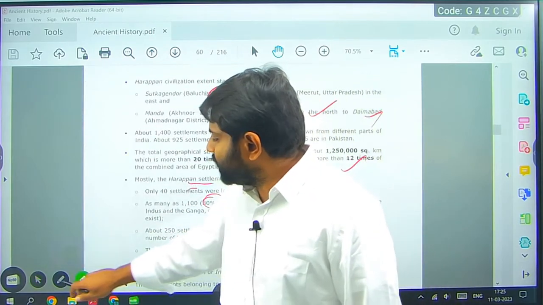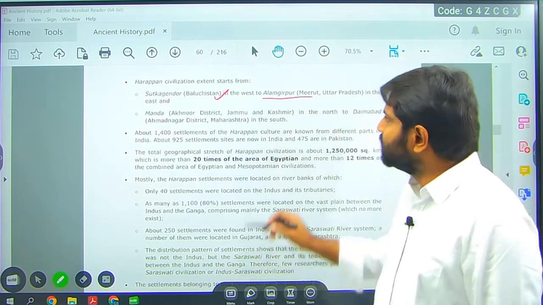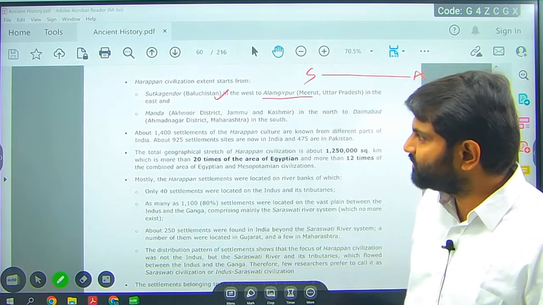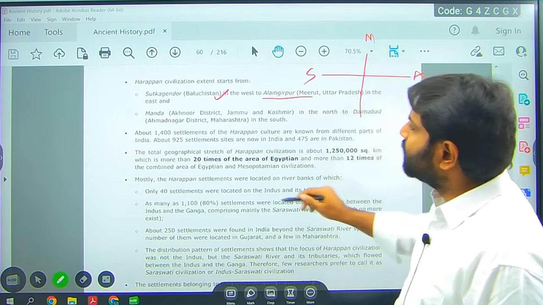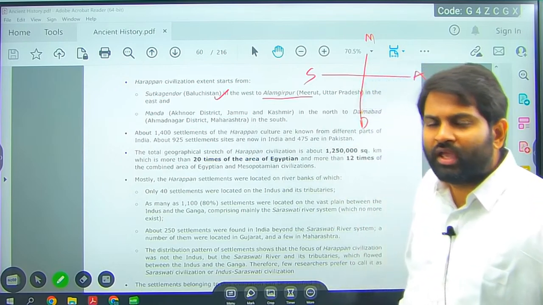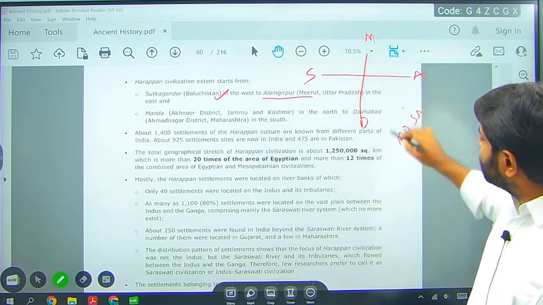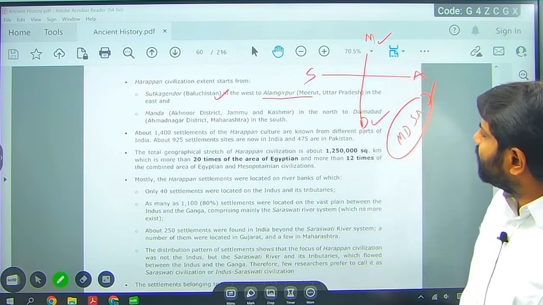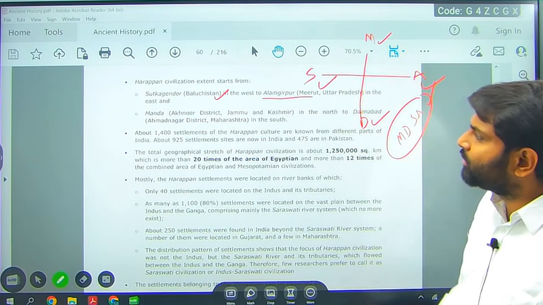If you try to see the boundaries, it starts from Sutkagendor in Balochistan to Alamgirpur in Uttar Pradesh. So from Sutkagendor to Alamgirpur, we have the Indus Valley Civilization. Then in Jammu and Kashmir, from Manda to Daimabad in Maharashtra. How do you remember this? Remember MDSA: Manda in Jammu Kashmir, Daimabad in Maharashtra, Sutkagendor in Balochistan, Alamgirpur in Uttar Pradesh, Meerut. These are the boundaries which we see.